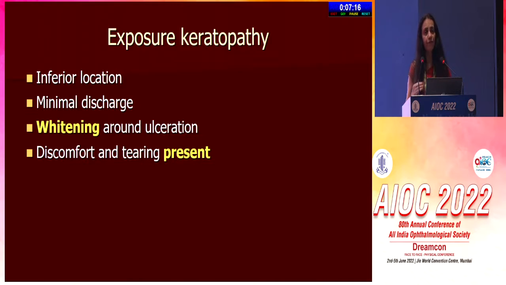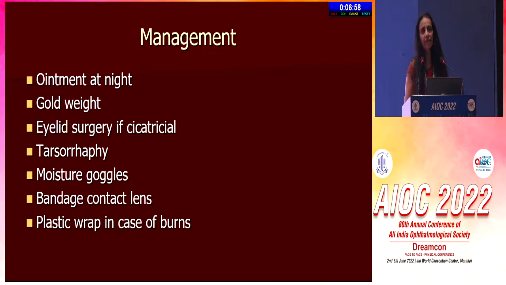So especially if you see an inferior ulcer that has minimal discharge, you see a lot of whitening around the ulcer, and that tells you that this is a chronic problem, not an acute problem, because that would have ill-defined purulent margins. And then they will have discomfort, which distinguishes this from a neurotrophic ulcer. How do you manage that? Just like you would any other non-infectious ulcer. You lubricate it, you keep the eye closed. Tarsorrhaphy, moisture goggles. Sometimes you can even put a bandage contact lens so that this area doesn't get exposed.